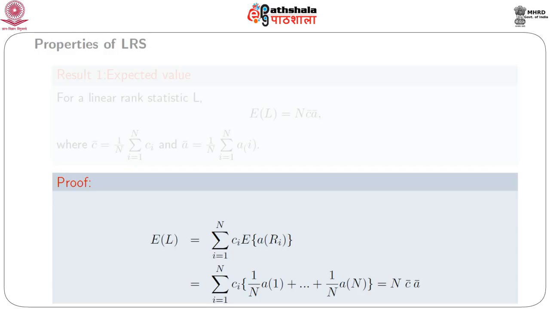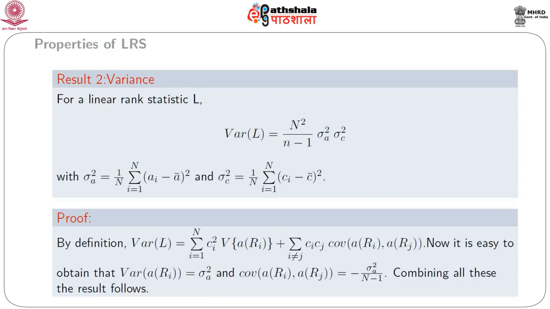Now, for a proof, we observe that expected value of L is by definition the summation over i from 1 to n Ci multiplied by expected value of A_Ri. Now, A_Ri is a random variable which takes the values a1, a2 up to an with equal probability 1 by n. Thus, we get expected value of L as summation i from 1 to n Ci multiplied by (a1 plus a2 plus up to an) divided by n, which is nothing but n times C bar into A bar, and this proves the expected value for linear rank statistic.